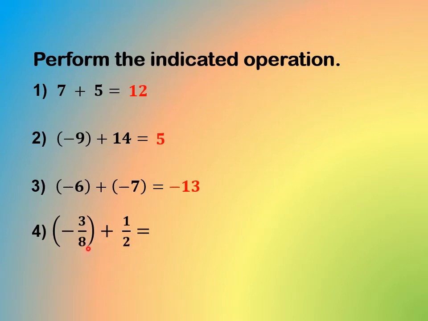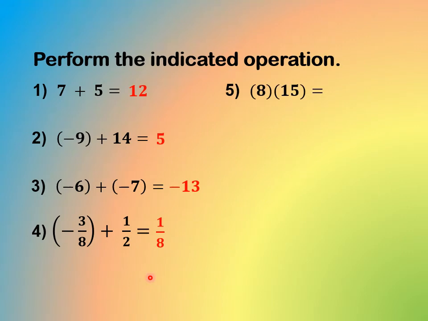Correct. Next, negative 3/8 plus 1 half. So as you can see, the denominators are different. Therefore, we need to get first the least common denominator para ma-solve natin siya. So, the answer will become 1/8. Okay, correct.